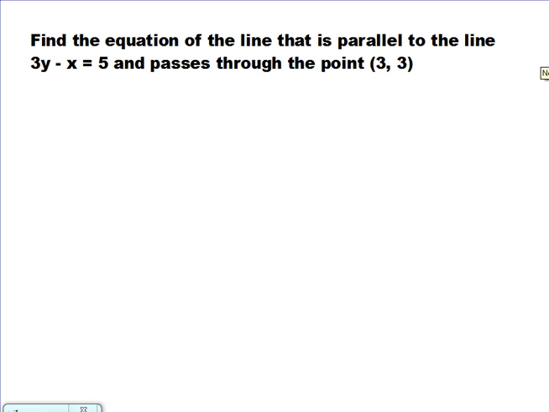All right, the next example, find the equation of the line that is parallel to the line 3y minus x equals 5 and passes through the point 3, 3. Again, we're finding parallel lines, which means the line has the same slope. We're finding the equation for the new line. Go ahead and try to do this one. It's just like the previous example that we did. Give it a shot, and we will check it when we come back into class.